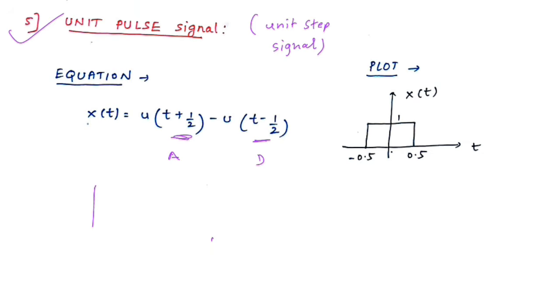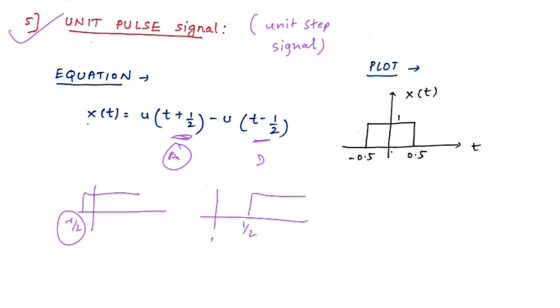u of t plus half basically means your time is shifted to minus half. If I talk about t minus half, this means that our time is shifted to half. So these are the operations, advance and delay, and the logical meaning of advance is this: the thing that should happen at t equal to 0 is advanced. This means that it will not happen at t equal to 0, it will happen earlier. That is the meaning of advance.